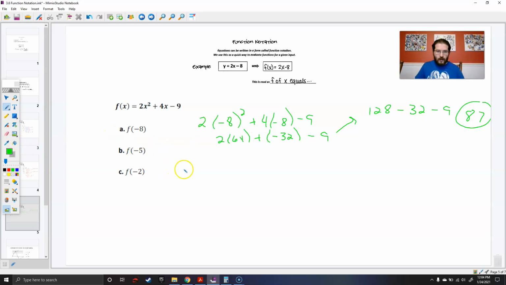All right, so I'm just going to do the next one, and then I'll do the last. Actually, it'd be a good idea to do this in a different color, because there's a bunch more steps with this one. So 2 times negative 5 squared plus 4 times negative 5. Just plug that in wherever I see our x. Minus 9, right? So negative 5 squared.